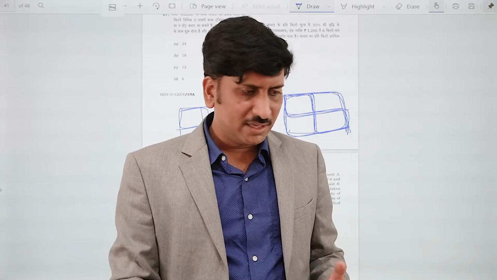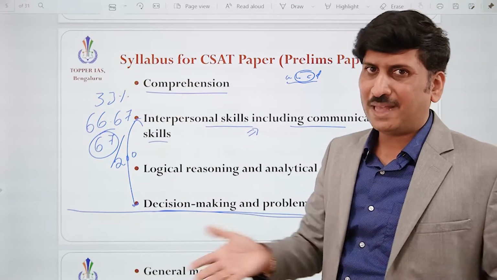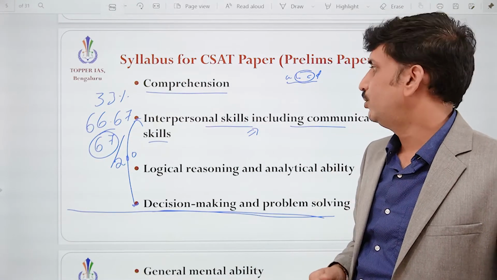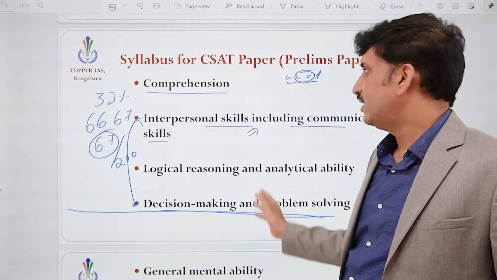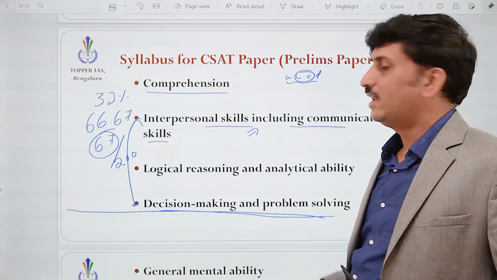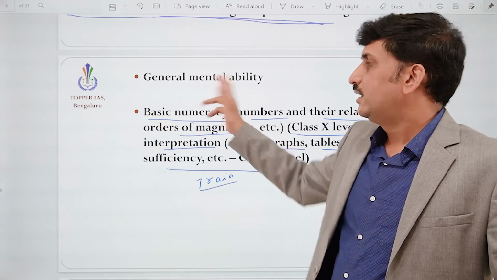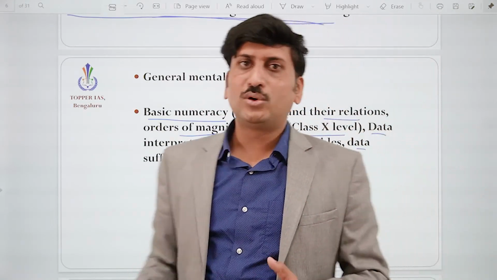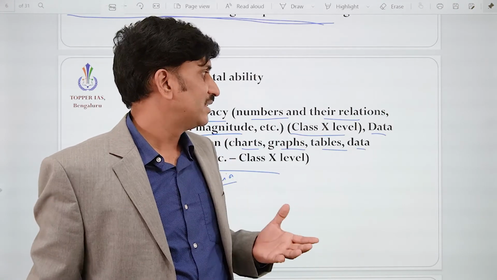So basically we have understood the syllabus. Comprehension, how the passages are given and we need to answer. Interpersonal skills including communication skills and decision making skills. Okay, I have discussed 1 or 2 questions. Logical reasoning and analytical ability, so how they are making you think, correct? General mental ability, questions related to trains, boats, men, work, correct? All these things can be asked.